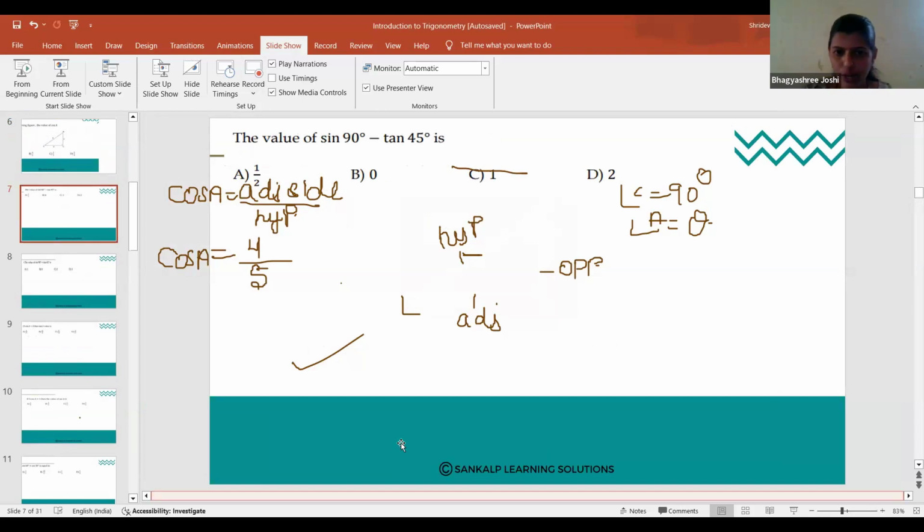The value of sine 90 degree minus tan 45 degree is there. In order to solve this problem, first we need to know the values of standard angles, right? So what is sine 90 degree? Remember, sine 90 degree is one.